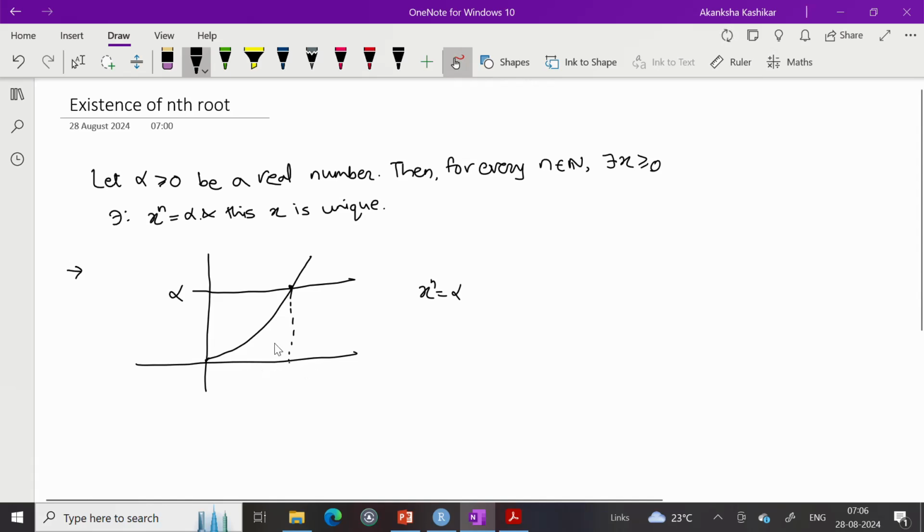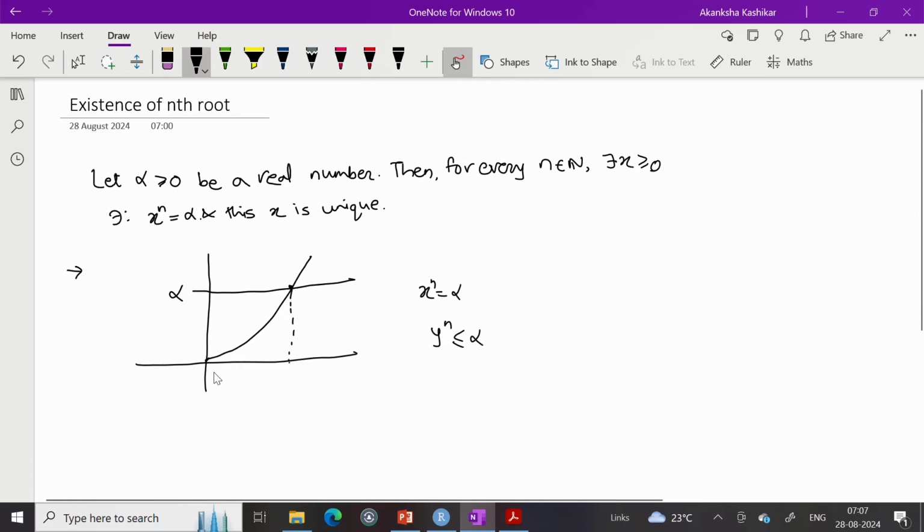So if I look on the left side of this dotted line, then I know that for the points to the left of this dotted line, if I call them y, then y raised to n is less than alpha. So if I consider all the points for which y raised to n is less than or equal to alpha, and if I consider their LUB or supremum, I might get the desired point. That is the idea. Okay.